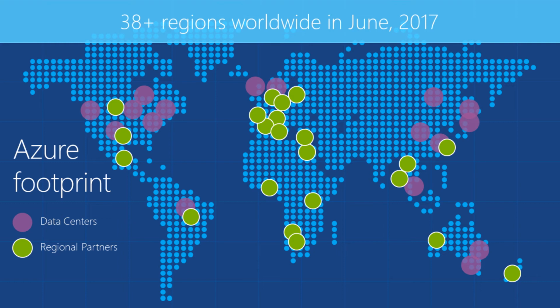So with this, I want to talk more about the Azure footprints, where this map talks about all the 38 plus regions that Microsoft has set up its Azure data centers across the world. So far we have 38 plus regions worldwide in terms of the data centers and regional partners. So that offers data center facilities.